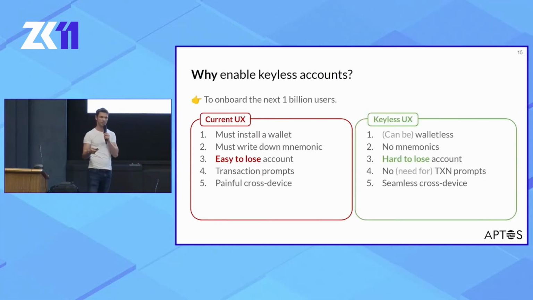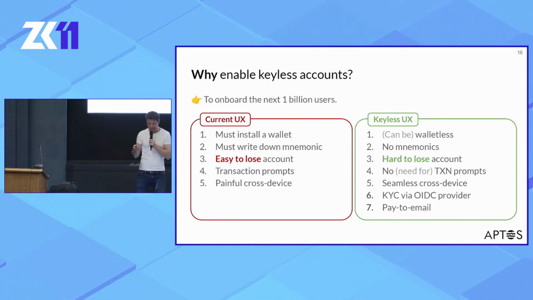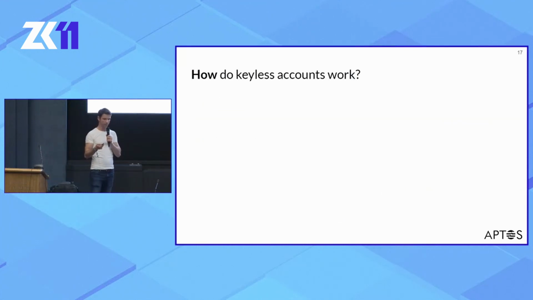So what we want is kind of the opposite. We still want wallets, but we want the possibility of being walletless. We want users to directly sign up for the app without installing extra software. We don't want users to write down mnemonics. That's just painful. Nonetheless, we still want the account to be very hard to lose. And we'd like to avoid transaction prompts if possible. And we'd also like for things to work across devices. Additionally, we might also want other goodies, like KYC via the OIDC provider. We might want to be able to send transactions directly to an email address. That would be great. So that's what I'm going to tell you about in this talk, how to enable all these things.